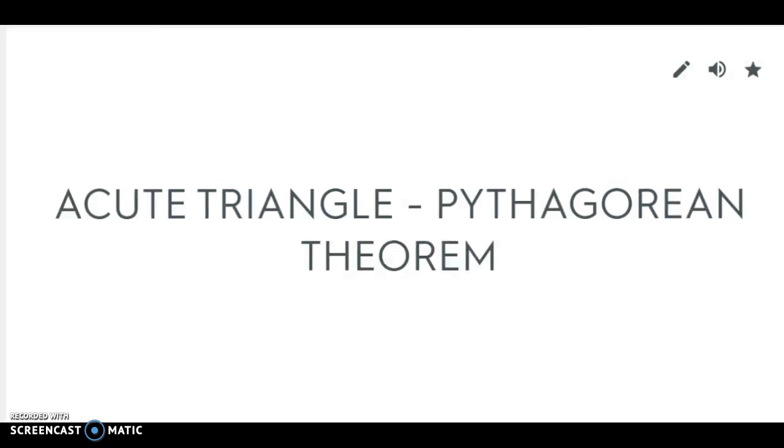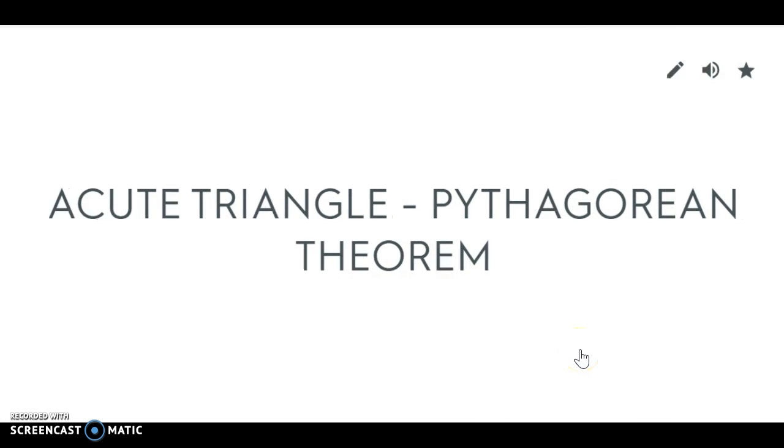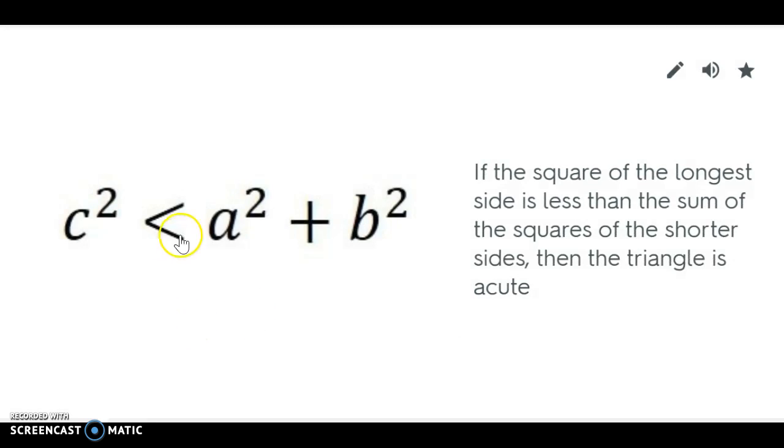Now the same thing works for an acute triangle. If it's open less than 90 degrees, then the hypotenuse is going to be smaller than the other two. So if your hypotenuse squared is big, it's obtuse. If your hypotenuse squared is equal to the others, then it's a right. And if your hypotenuse squared is less than the others, then it is an acute triangle.